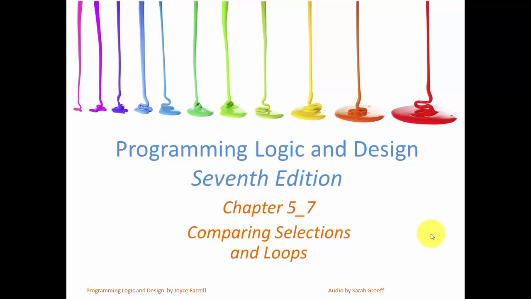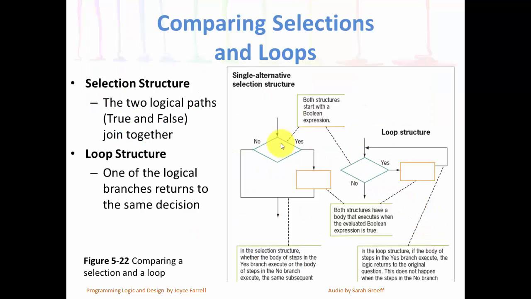In this section I'm going to be discussing comparing selections and loops. Here I have a single alternative selection structure over here. You'll see that both structures, a loop structure and a selection structure, both start with a Boolean expression. In other words, a little diamond-shaped decision symbol.